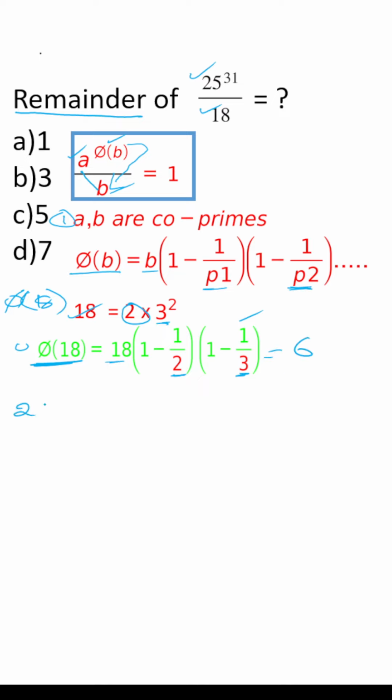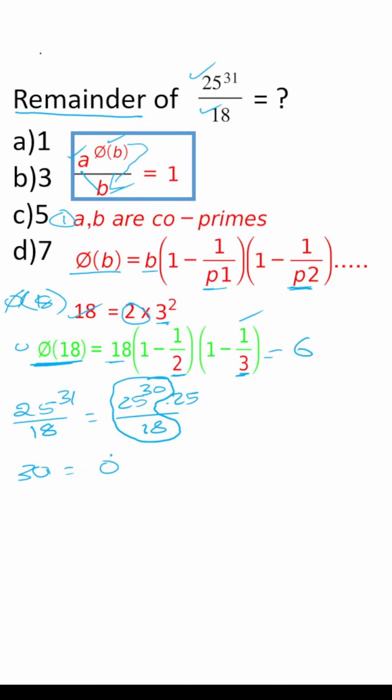Now consider this 25 power 31 divided by 18. This can be written as 25 power 30 into 25 divided by 18. Now, if you consider this part, it is Euler's totient formula only. How? This 30 can be written as a multiple of totient 18, that is 6 into 5. So, the remainder for 25 power 30 divided by 18 will be 1.